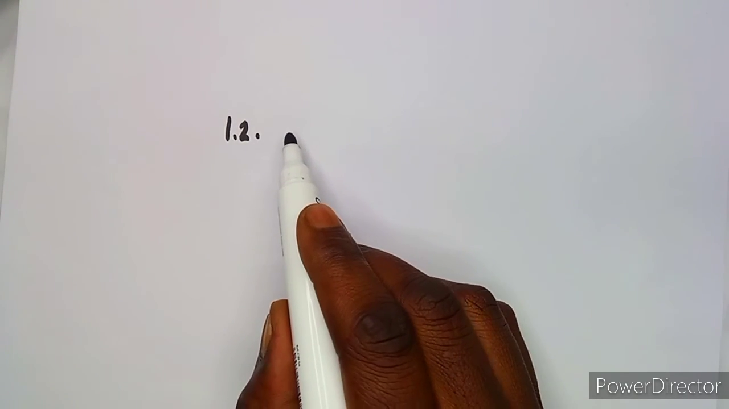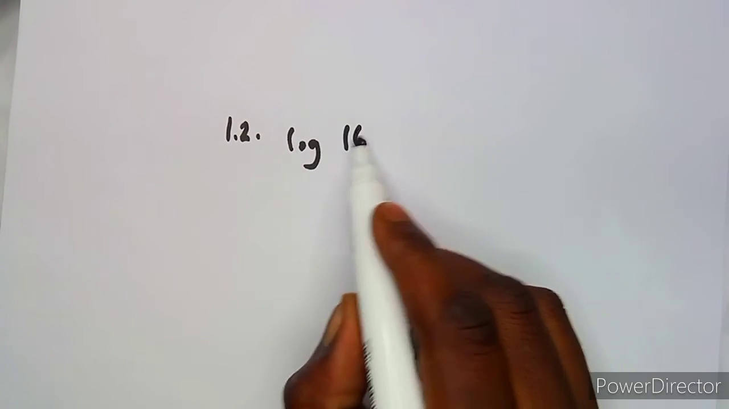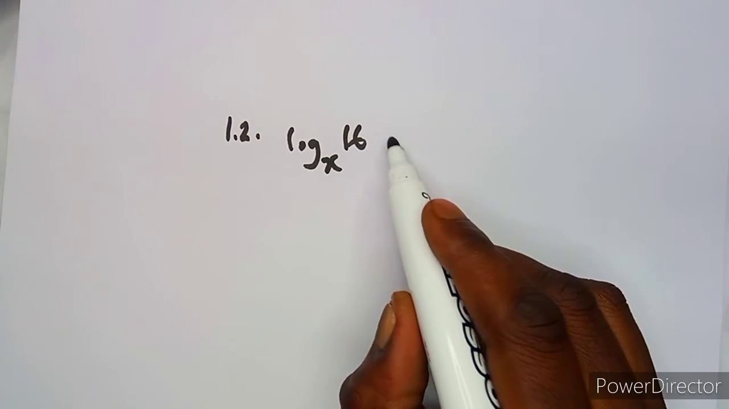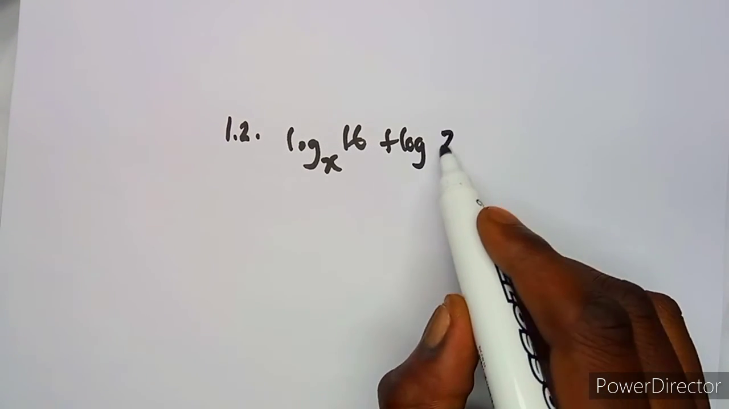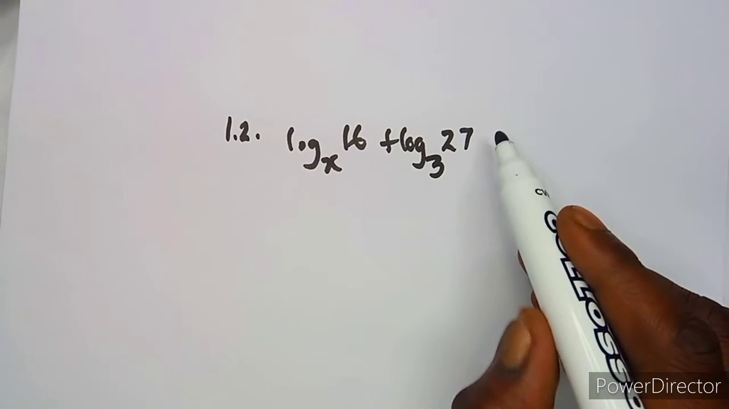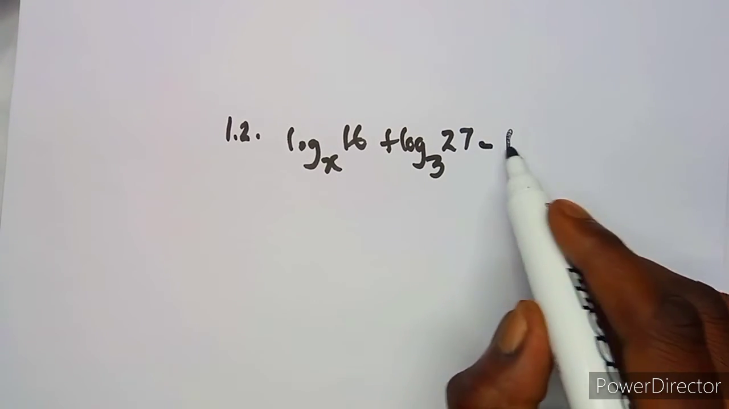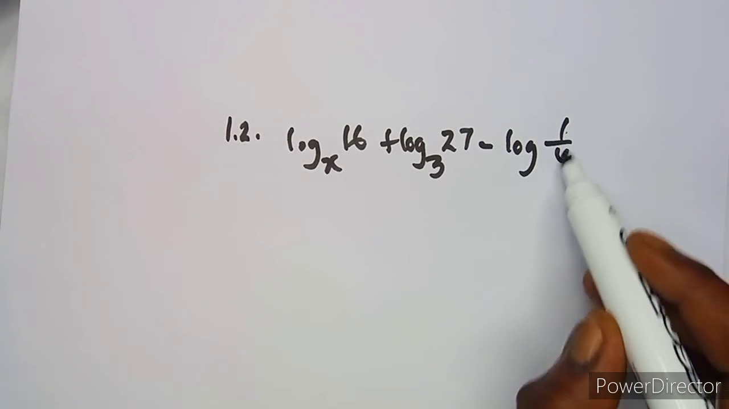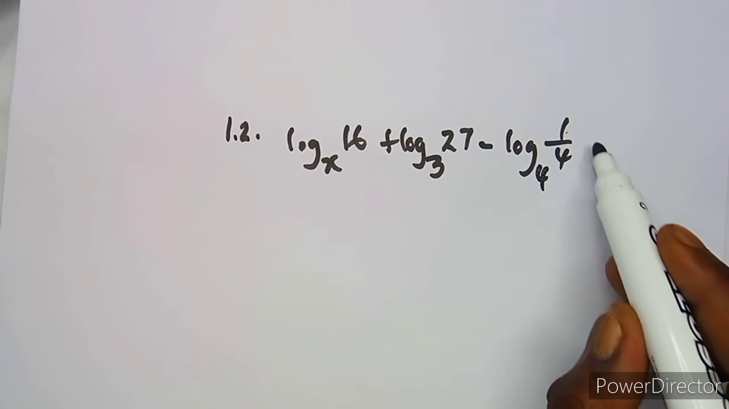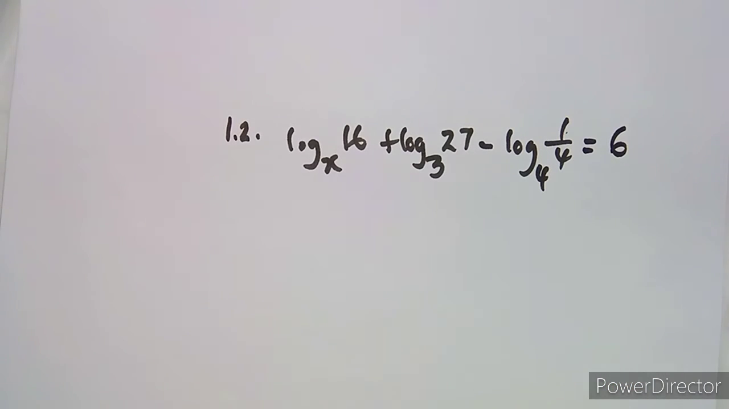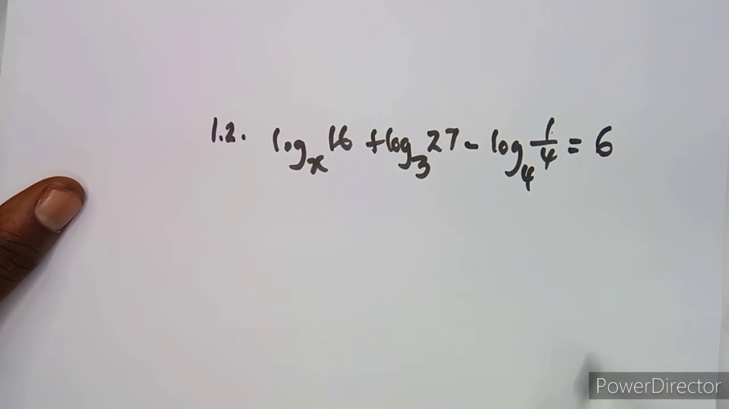So that one has got 4 marks. Log 16 base x plus log 27 base 3 minus log 1 over 4 in base 4 is equal to 6. All right, so these guys, they just want to play around with us here. Okay, so what can we do?